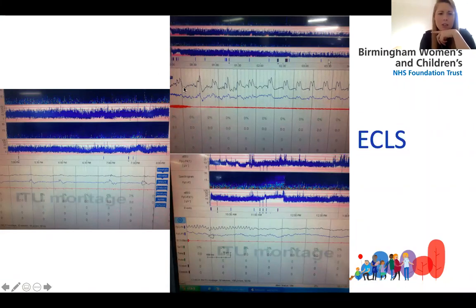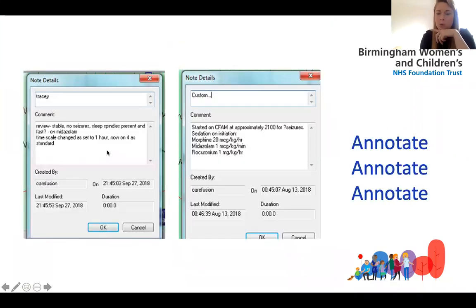And we see lots of, again, odd artifact that comes from our patients that we run a CFAM on, our ECLS patients. And if anyone has any answers about what this artifact is, because we haven't discovered it yet, that would be great to know. So the importance is annotate. Get anyone to annotate everything that they do, because this is really going to help you decide on those more tricky ones where you're just not sure whether or not you think this is a seizure or not.